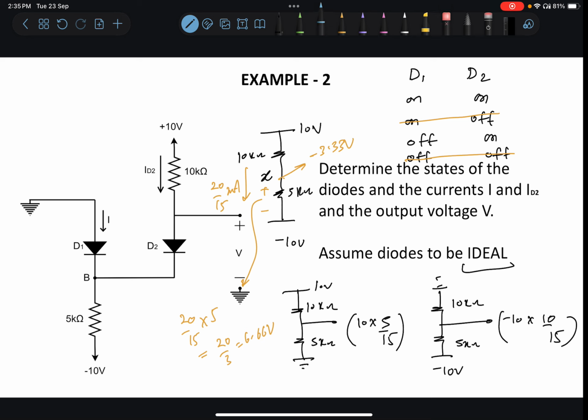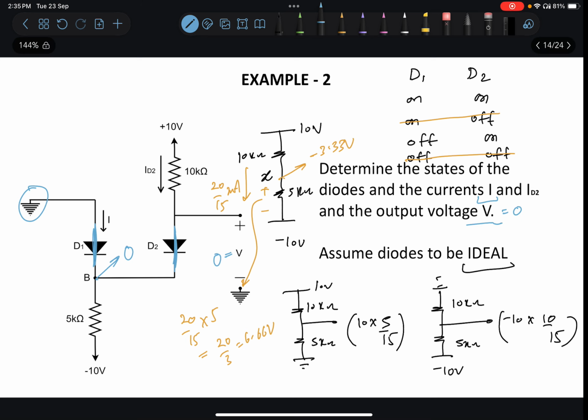Since these two diodes are conducting, both of them can be replaced by short circuits. Since this node is at ground, the potential at node B will be ground, and since D2 is also a short, the required voltage being asked in the question is also 0. So the first answer is 0.